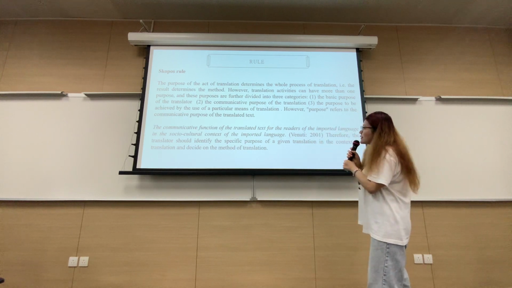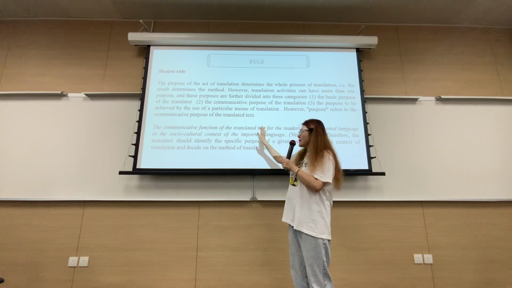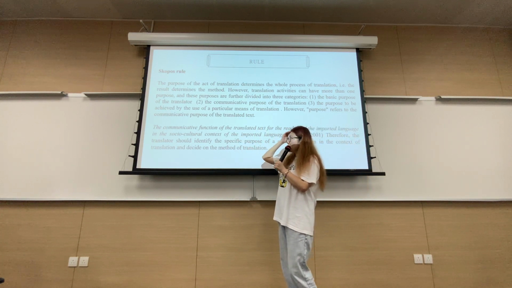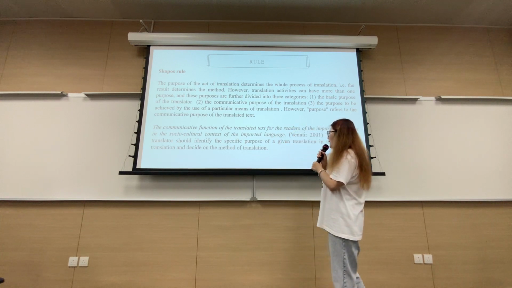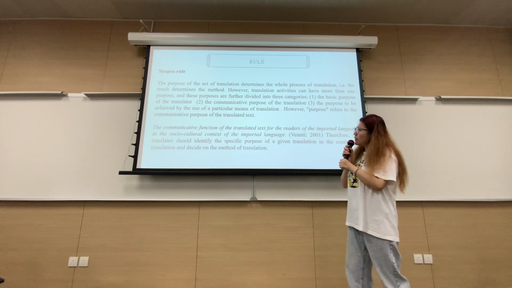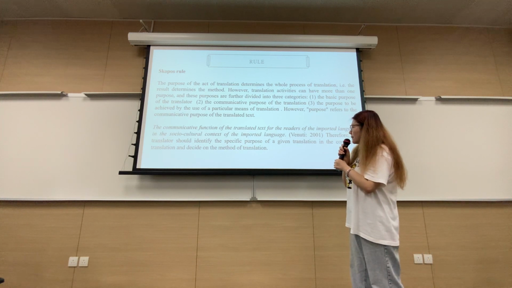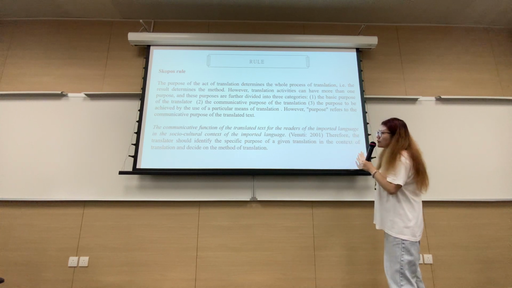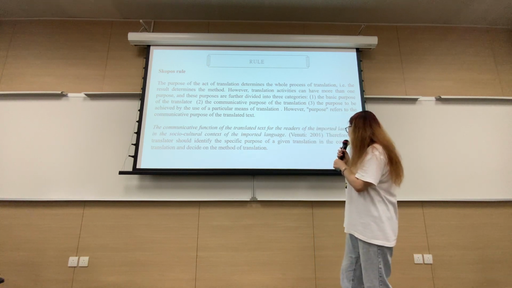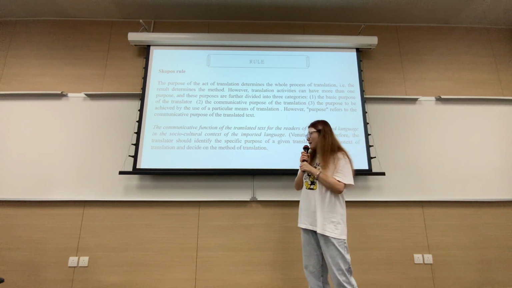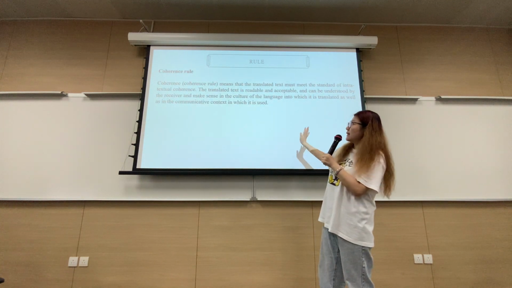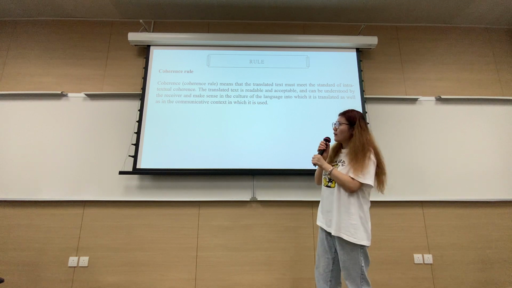However, purpose usually refers to the communicative purpose of the translated text. We can see that the communicative function of the translated text is for the readers of the target language in the social cultural context of the target language, and therefore the translator should identify the specific purpose of a given translation in the context of the translation and decide on the method of the translation. And okay, we can see the second rule is the coherence rule.